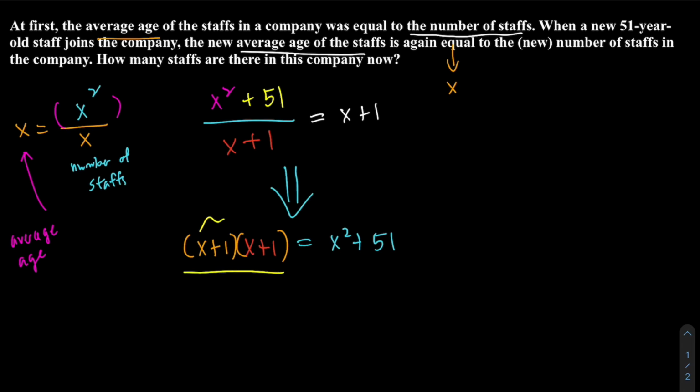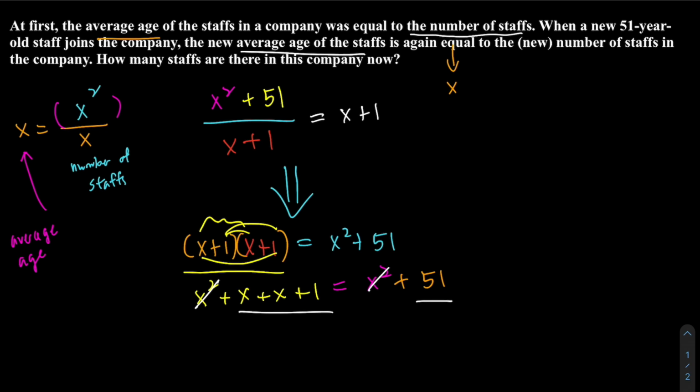So this, we multiply these together, we get x squared. This and this, we get x. This and this, we get x also. And this, we get 1. Equals x squared plus 51. Okay, so these two will cancel out because it's the same thing actually. So we get these two. We can rewrite this as 2x plus 1 equals 51.